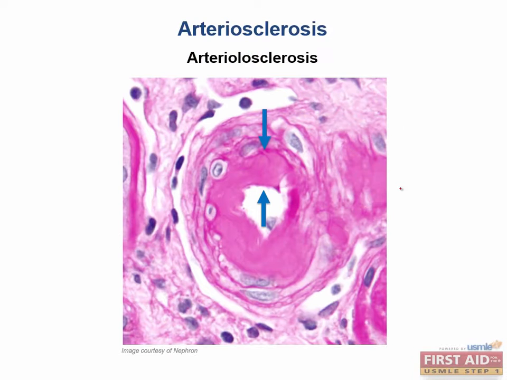So here's the first image that we're looking at. Do you see the pink material that is thickening the vessel and narrowing the lumen? Here's the very tiny lumen. These blue arrows are pointing to this pink material. The term hyalinosis comes from the glassy and pink staining material here in the vessel lumen. When we stain it with hematoxylin and eosin, it appears very pink.